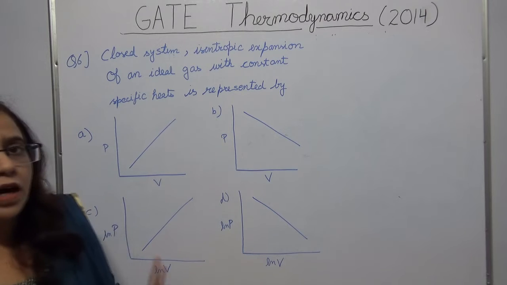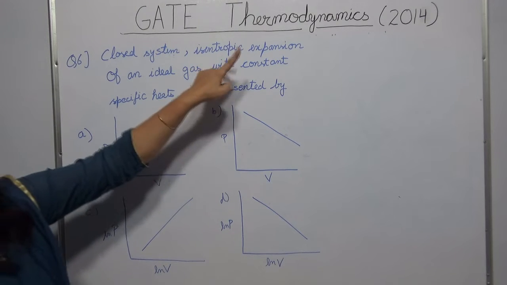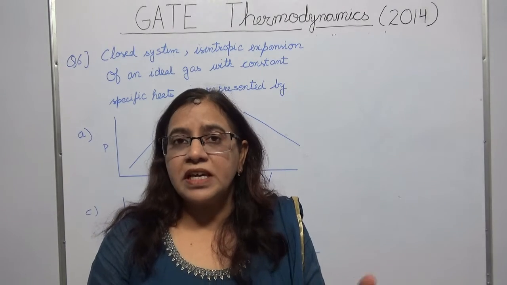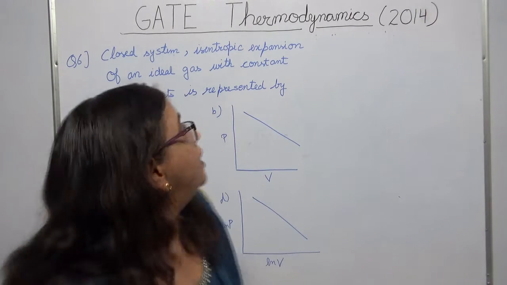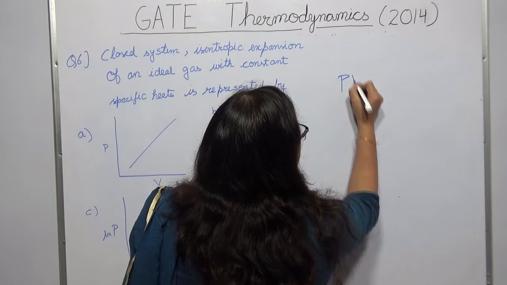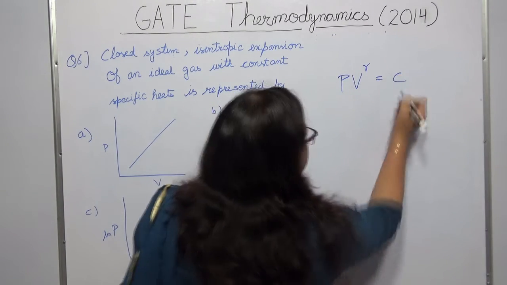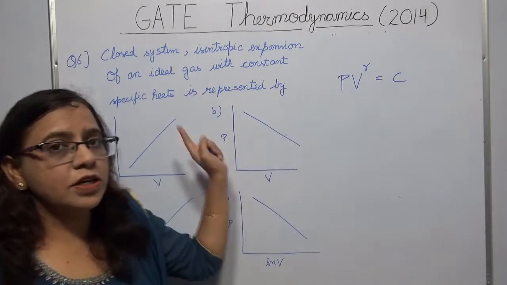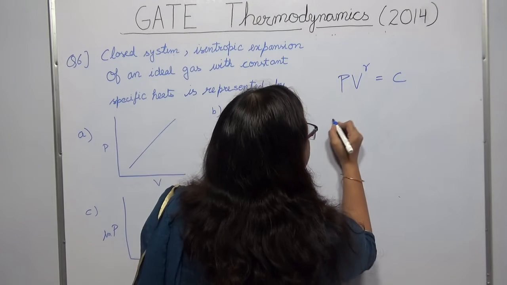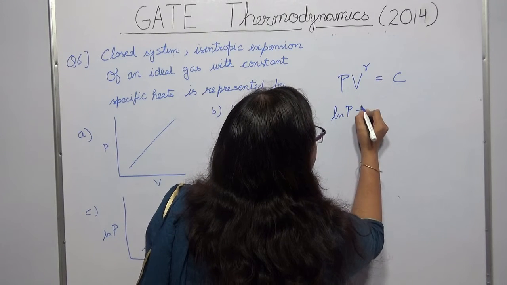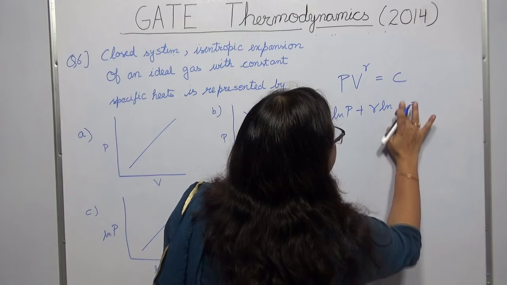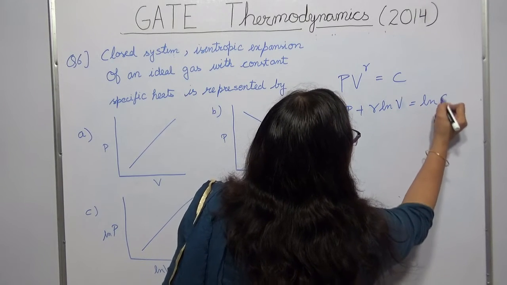Now how to tackle this problem? This is an isentropic expansion, and that too for an ideal gas. So you can take this system as a reversible adiabatic expansion. For an adiabatic process, you know that you can write PV raised to gamma is equal to constant, where gamma is your ratio of the specific heats. Now if I take log of this equation, I can write ln of P plus gamma times ln of V is equal to ln of C.